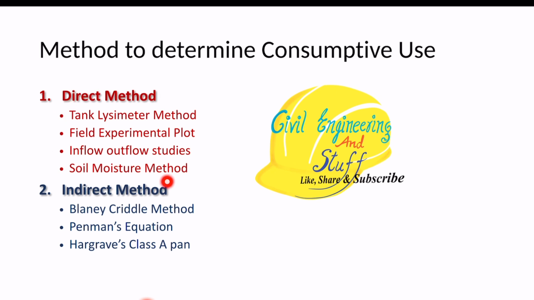Now, based upon the data that we get from the direct method, certain empirical equations are formed, and through these empirical equations, again, the consumptive use of the crop is found. So these indirect methods are the Blaney-Criddle method, Penman's equation method, and Hargreaves class A method. Okay, so these are your indirect methods and these are your direct methods. In the subsequent lecture, we are going to discuss these types of methods in detail.